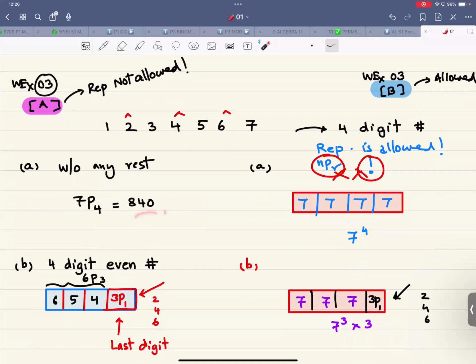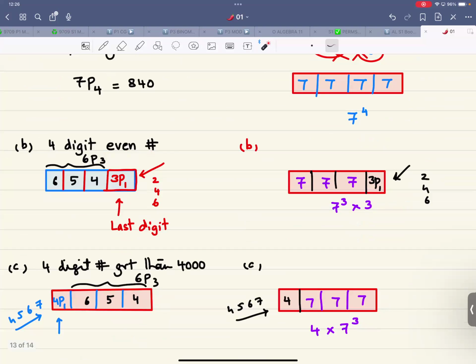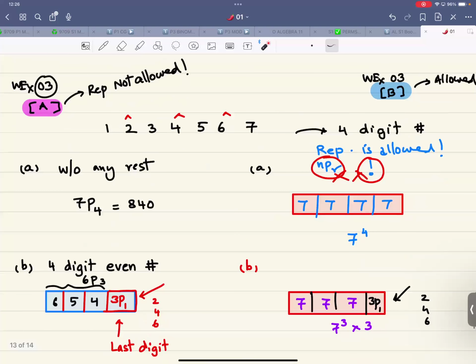So this answer is there. Let me do all the "without repetition" cases first. 4-digit even number. The last digit should be even. So out of those 7, how many digits are even? We see that the 2, 4, 6, 3 digits are even.